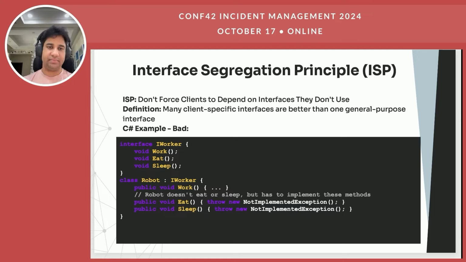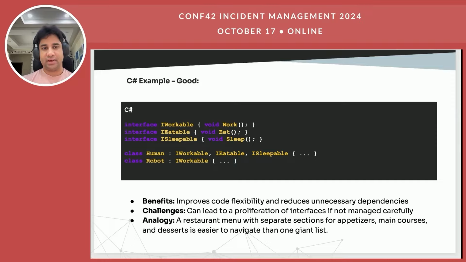Interface of worker. Rather, break it into a workable, eatable, or sleepable kind of interface. A corrected example would look like interface workable, interface eatable, interface sleepable, where they do respective work, eat, and sleep. And when we have a human worker, they implement these three cases, which is workable, eatable, and sleepable as well. But robot only does the work, so it only does the extension of workable interface and doesn't even touch the other two. It ensures that we do not have unnecessary dependency in our code as it grows up.